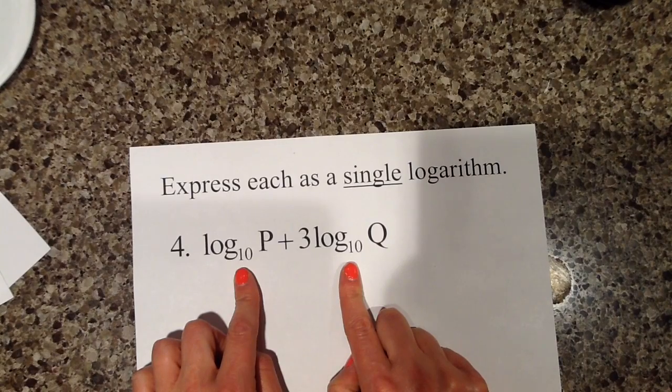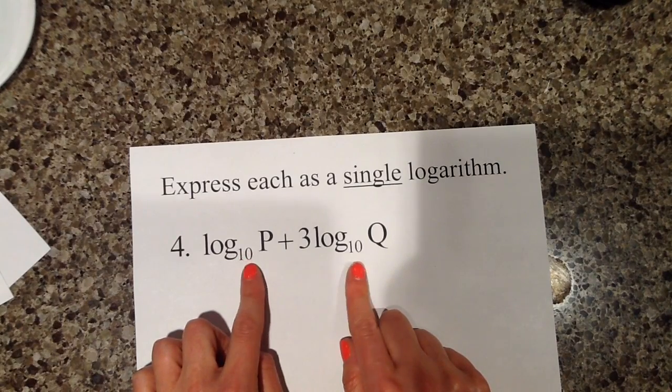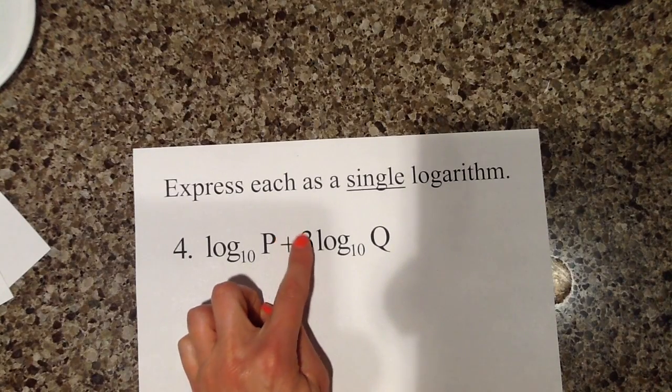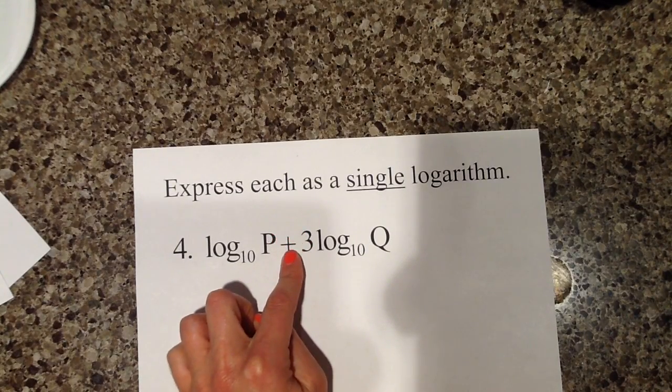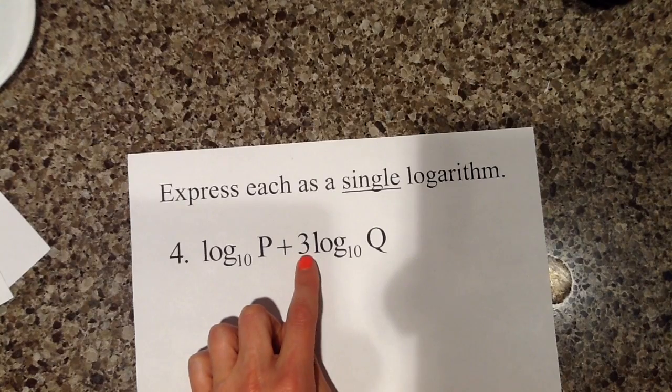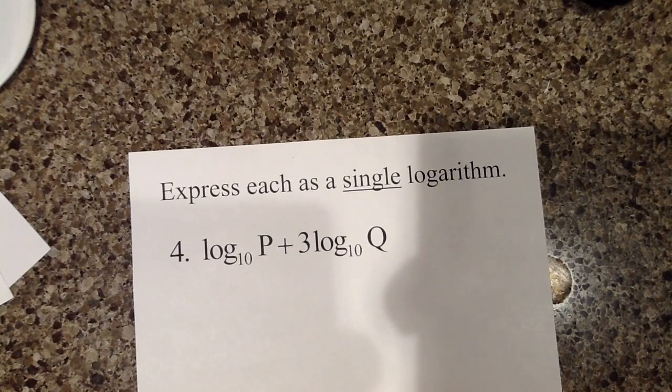Again, always check to make sure that your bases are the same. If they do not have the same base, you cannot use the laws of logarithms. So since they do have a common base of 10, and because of this addition right here, we're going to combine them using multiplication. Ooh, but now I just noticed we actually have this 3 in front. So before we do that, we probably want to send this back up.